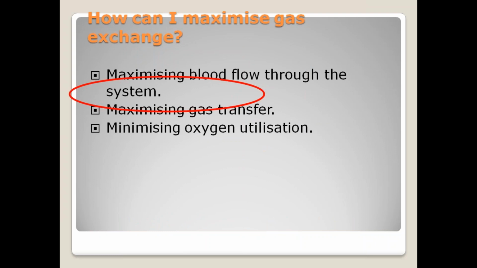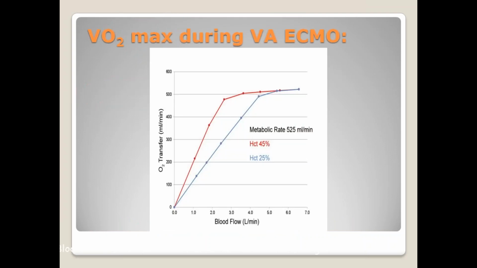Next is maximizing the gas transfer. With the same flow, you try to maximize the gas transfer. As I told you, one of the ways is increasing hematocrit. If you increase the hematocrit, the oxygen delivery will be more. See, with the same blood flow, there is a difference in oxygen delivery. If the hematocrit is less, the oxygen delivery is going to be less. If the hematocrit is better, the oxygen delivery is better. So that is the reason.